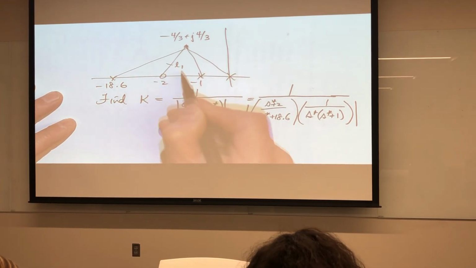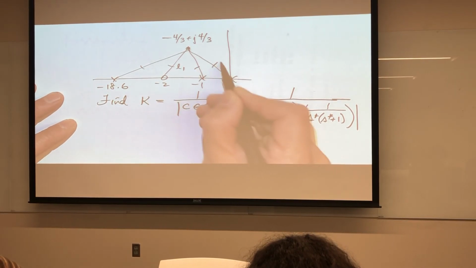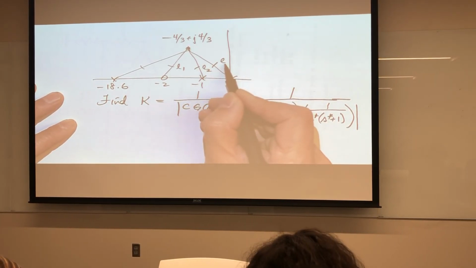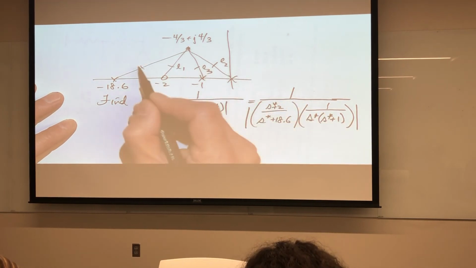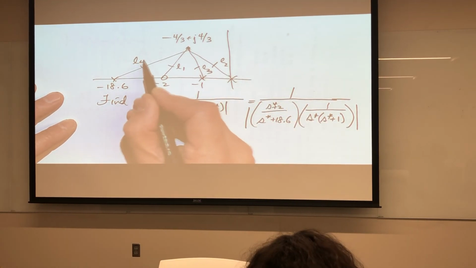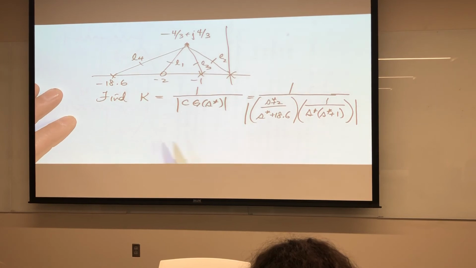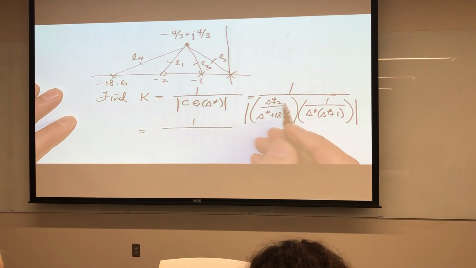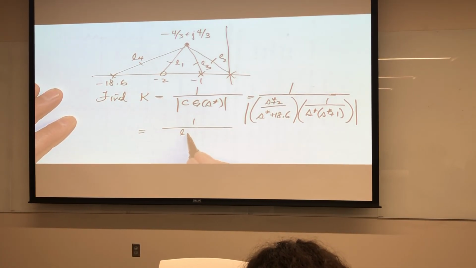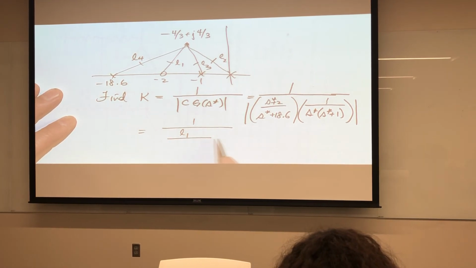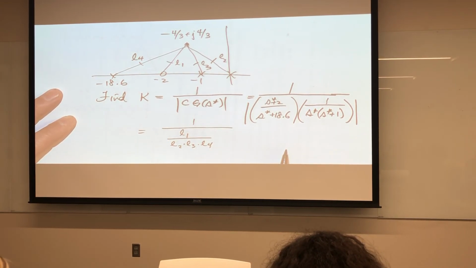I'm going to call this L1, call this L2, call this L3, call this L4. This is 1 over L1 divided by L2 times L3 times L4, which is the same thing as L2 times L3 times L4 divided by L1.